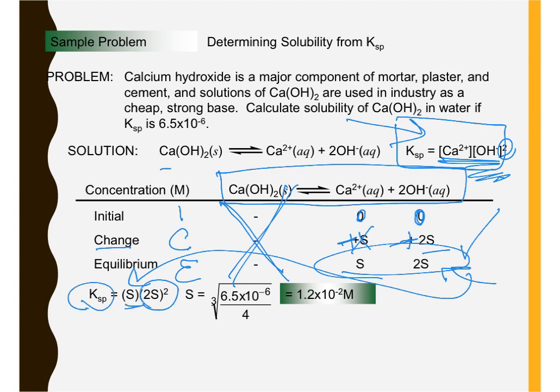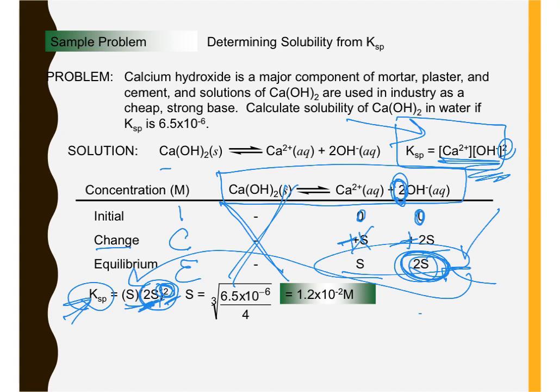Now listen to me really, really carefully. You're going to feel like you accounted for this coefficient of 2 twice. Pay attention that you have 2 inside the parentheses to account for the mole ratio, and then you also have an exponent of 2 because that is what Ksp tells you to do, which is make the coefficients exponents. So you have accounted for this coefficient, as you will all the time, twice.